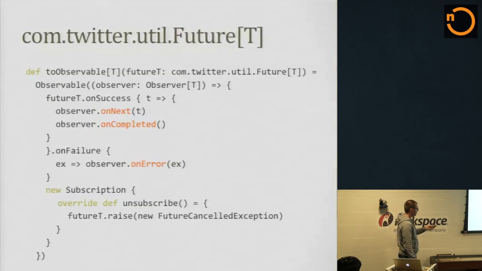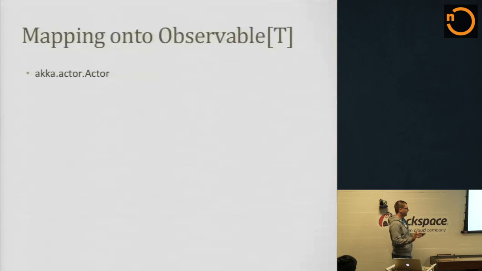So this is the com.twitter.util Future. Really similar. The method names are a little bit different, but on success of the future, you call onNext and then onCompleted. On the failure, you call onError. It turns out that you can actually cancel this one. So here at the bottom, this is how you would unsubscribe from the future if you just wanted to walk away. You call future.raise(new FutureCancelledException). So minor differences, but again, really straightforward mapping.